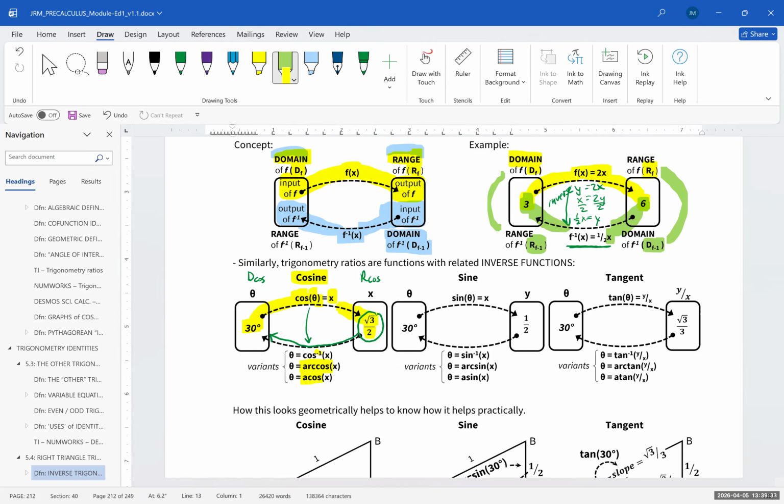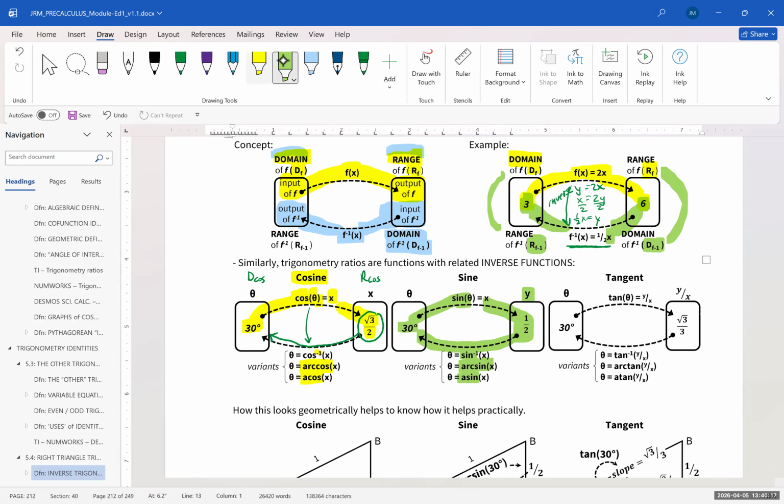And the same relationship holds with sine and tangent, right? So if you take 30 degrees and you calculate the sine of 30 degrees, then the output is going to be a value on the y-axis, which is 1/2. And if we take the inverse sine of 1/2, that'll get us back to 30 degrees. And again, inverse sine can be written as arc sine or a sine.